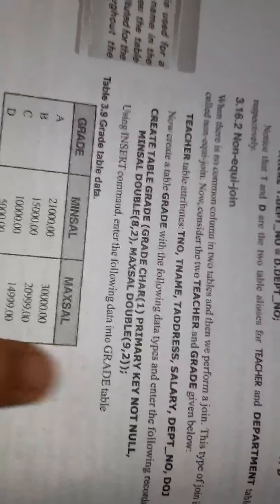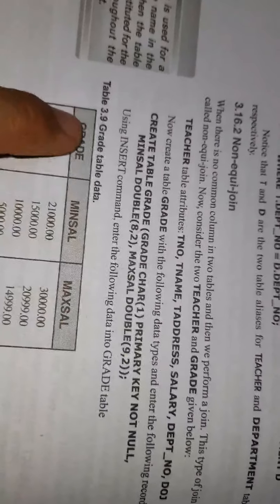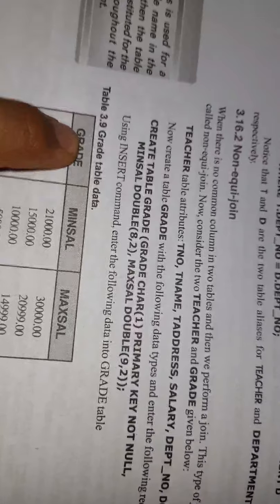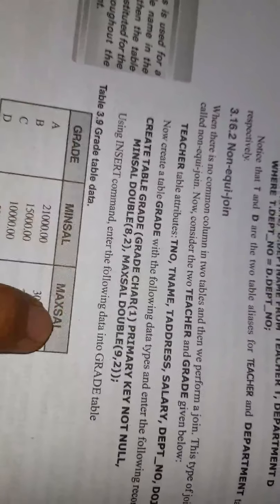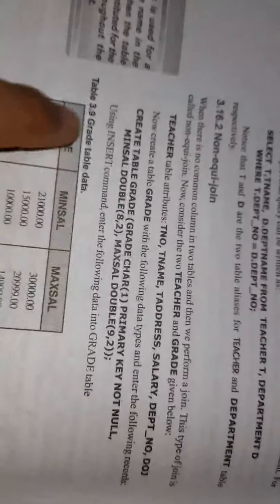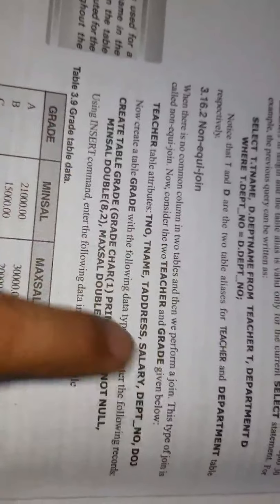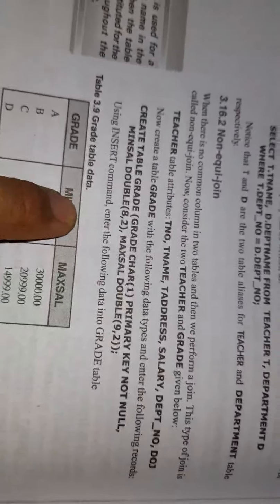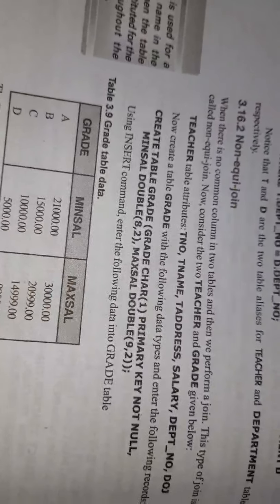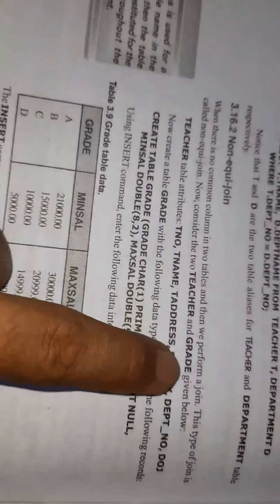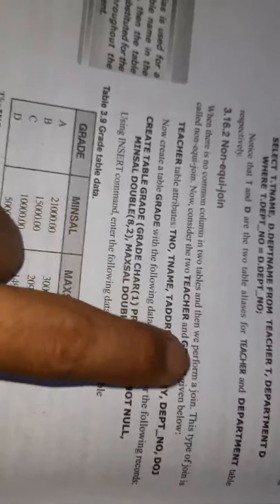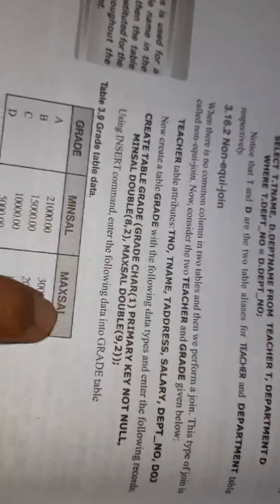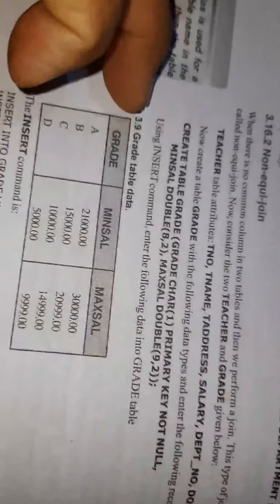Here the department number is not there, and this table has only grade, min salary, and max salary, which has no columns related to the teacher table. However, you can see that the salary column is there, right? And here also min sal, max sal is there, right? So somehow we can establish a relationship based on these three columns. So how do we do that?